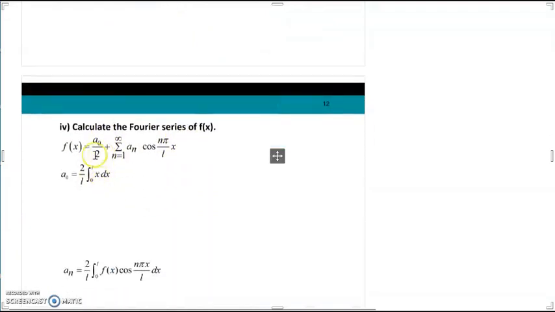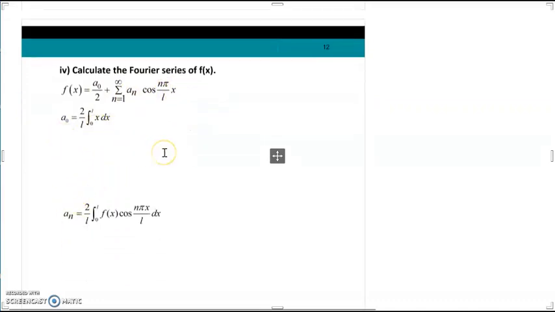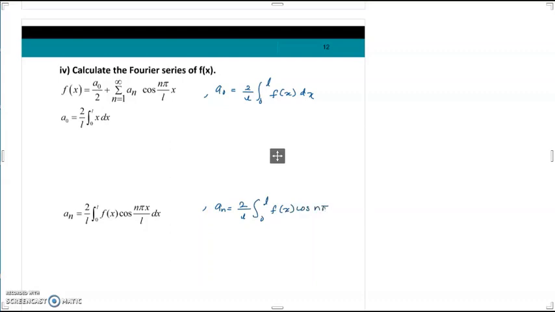For formula number 2, f(x) is equal to a naught over 2 plus the summation of a_n cos(n pi x over L). So we need to compute two things, a naught and a_n. So a naught in general is 2 over L integral from 0 to L of f(x) dx. And a_n in general is 2 over L integral from 0 to L of f(x) cos(n pi x over L) dx.